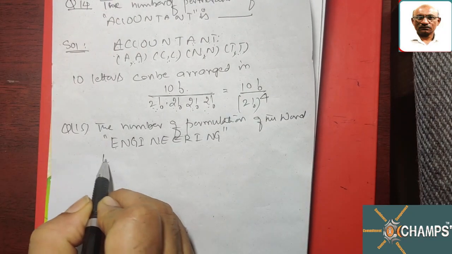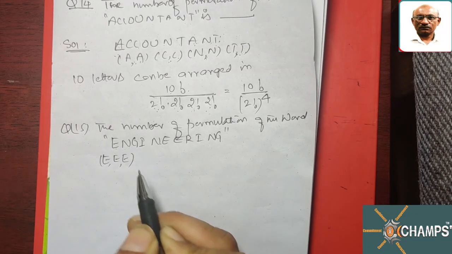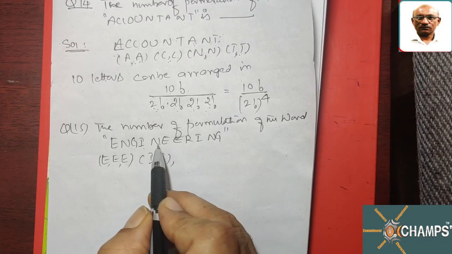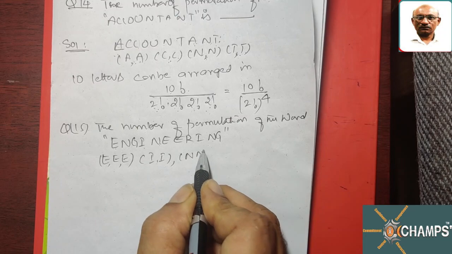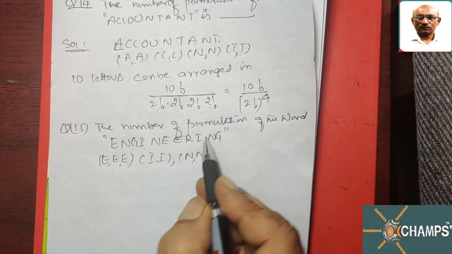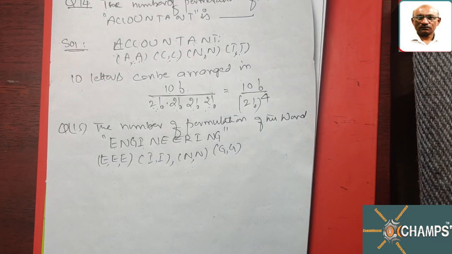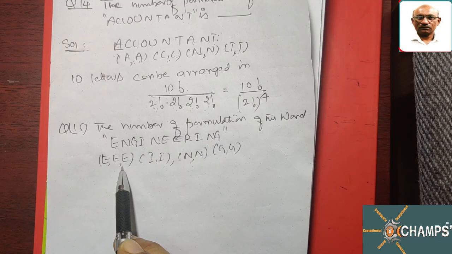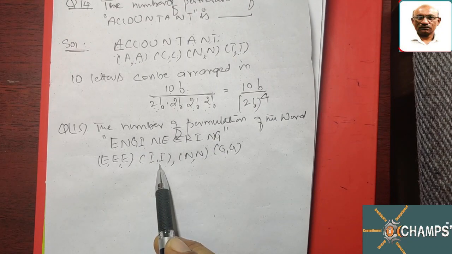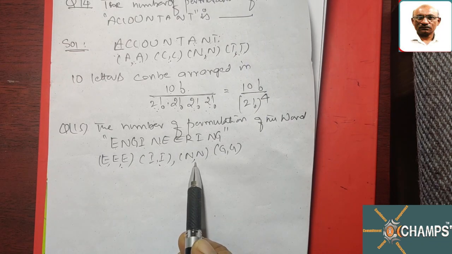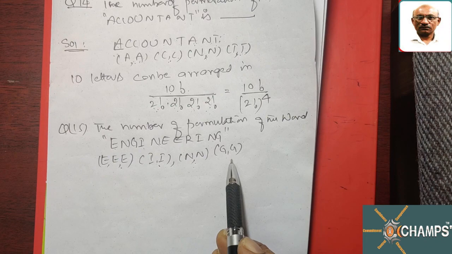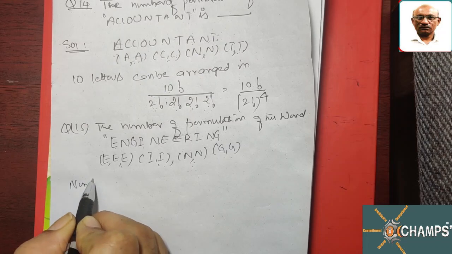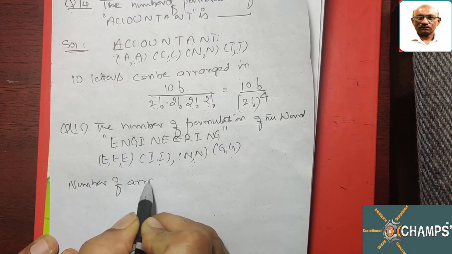E is repeated 3 times, so put all the 3 E's in one bracket. Then I is repeated, put 2 I's in one bracket. N is repeated, so put 2 N's in one bracket. G also is repeated 2 times, so put 2 G's in one bracket. Alike letters of one kind in one bracket, alike letters of another kind in another bracket, alike letters of a third kind in a third bracket, alike letters of a fourth kind in a fourth bracket. Now, the number of arrangements is equal to.